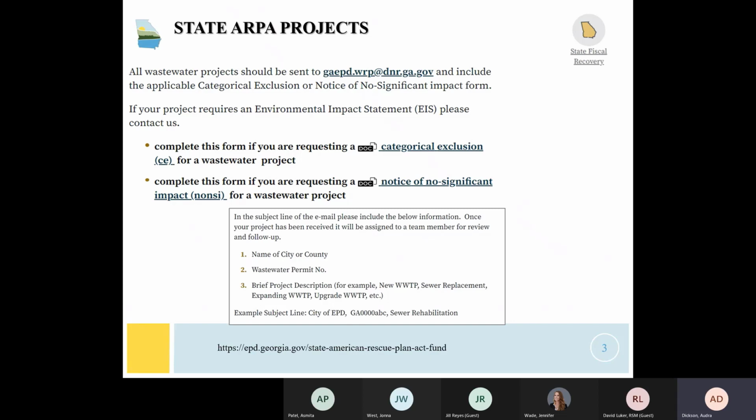All engineering projects moving forward have to be submitted to the program's email address provided on the screen here at gaepd.wrp@dnr.ga.gov. This is going to help us facilitate those projects to make sure they get assigned and you get your feedback in a timely fashion. We're hoping to be able to create a web-based portal to receive those documents, but again, until then, please submit it to the email address.